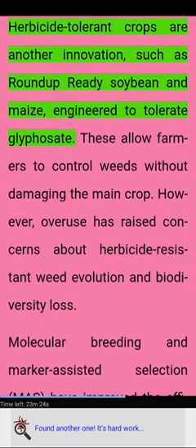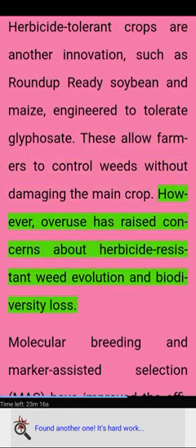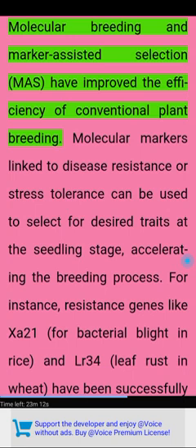Herbicide-tolerant crops are another innovation, such as Roundup Ready soybean and maize, engineered to tolerate glyphosate. These allow farmers to control weeds without damaging the main crop. However, overuse has raised concerns about herbicide-resistant weed evolution and biodiversity loss.